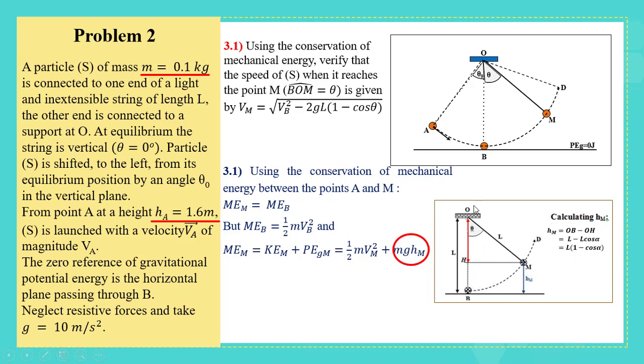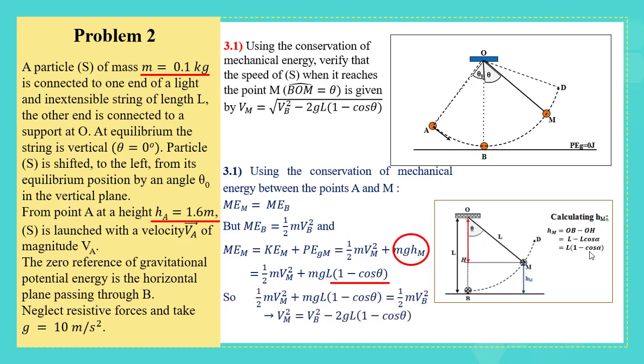OH is the adjacent to theta, and we can find it by cosine. So cosine theta is the adjacent over the hypotenuse, and OH is L times cosine theta. Finally, HM is L minus OH, and the answer is L into 1 minus cosine theta. Then mechanical energy can be written as half m VM squared plus mgL into 1 minus cosine theta.